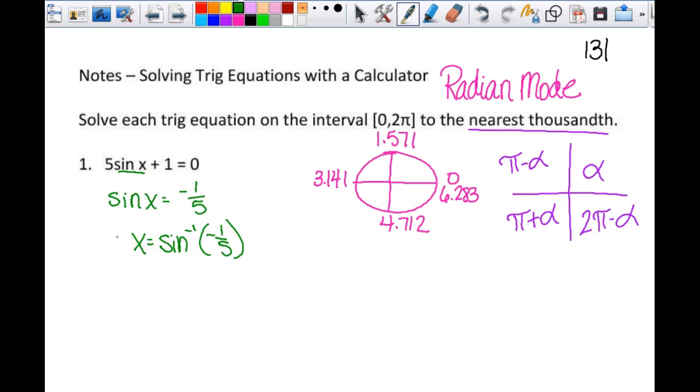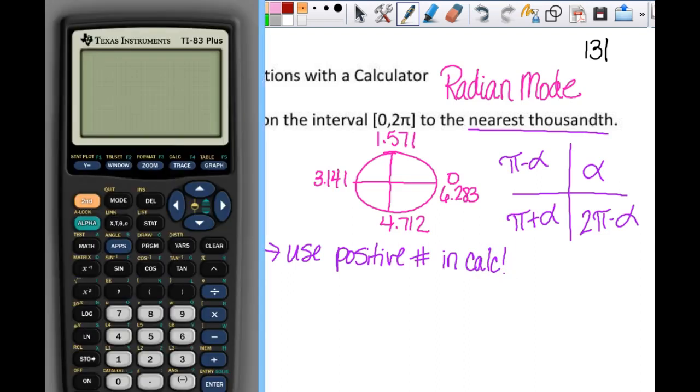So what we're going to do is use the calculator. But even though this is a negative 1/5, we only type in and do the inverses of the positive values, because that will give us our reference angle. This would give us one of our answers, but we need the reference angle to find all of the answers that we need. Does that make sense? So when you put this in the calculator, you use a positive number in the calculator. Always. So we do the sine inverse. Y'all remember how to do sine inverse, right?